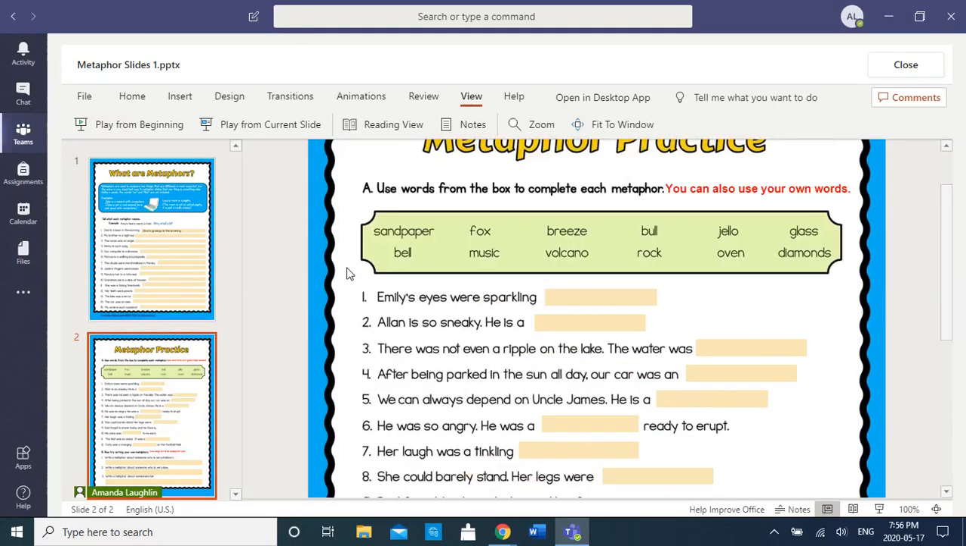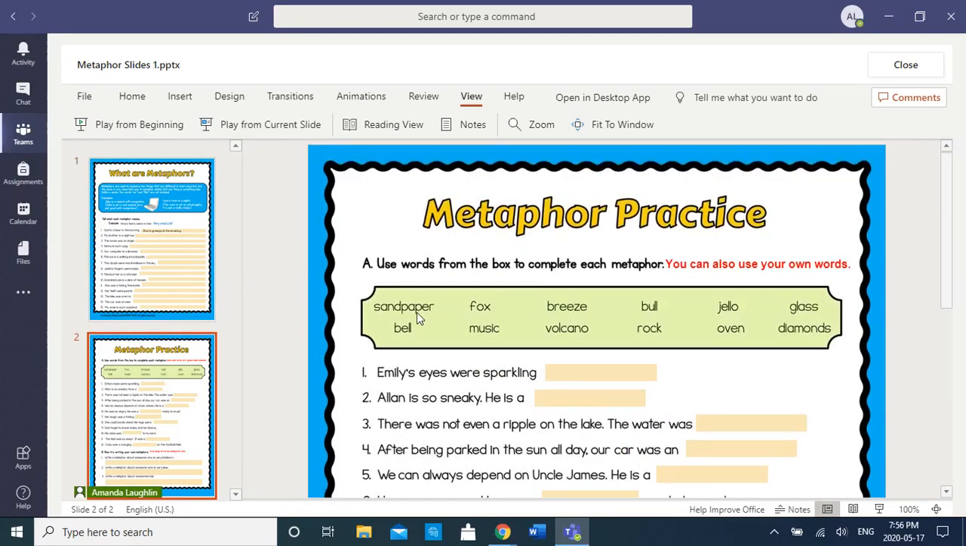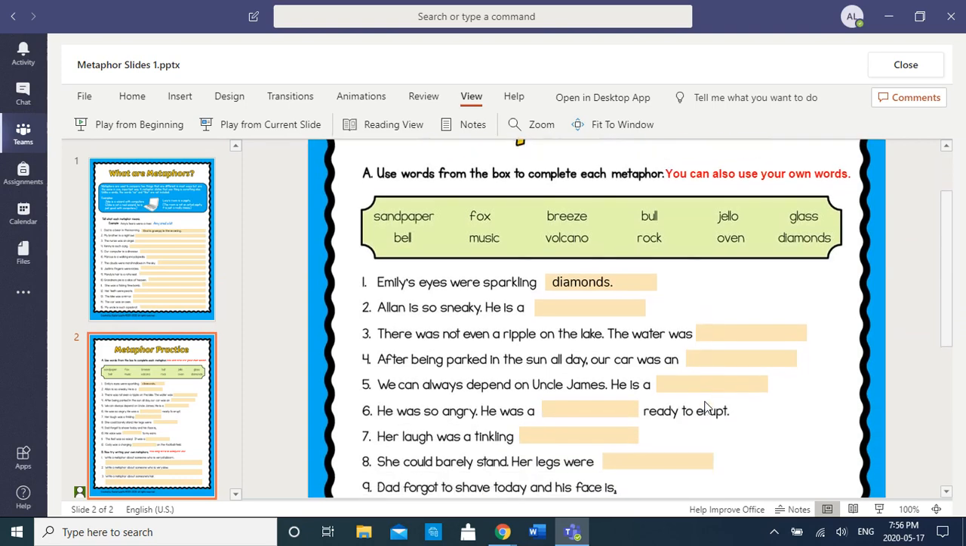On the second page, we are given a box of words and we need to complete the metaphor. Again, a metaphor does not use the words "like" or "as." It's different from a simile. You compare two things directly. In the first one, it says, "Emily's eyes were sparkling," and now I can choose a word from the box, or I can come up with my own if I want to finish the metaphor. So I'm going to say, "Emily's eyes were sparkling diamonds." And then I would have finished off my first metaphor. So I could go ahead and complete the rest of them.